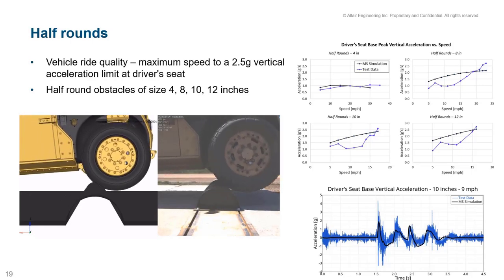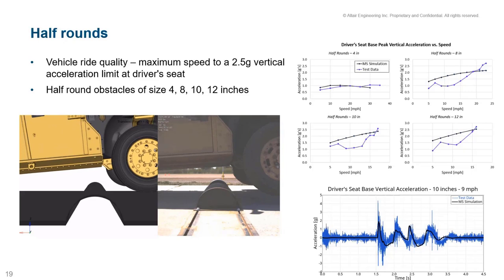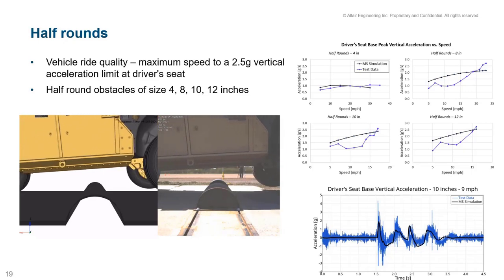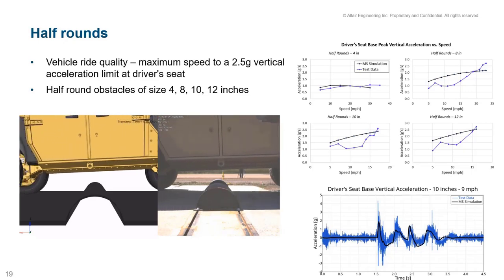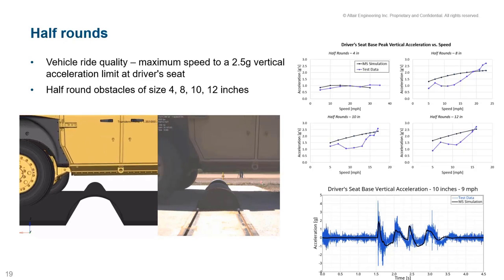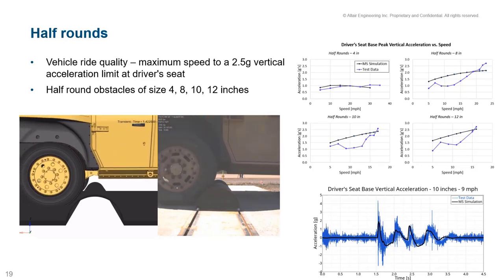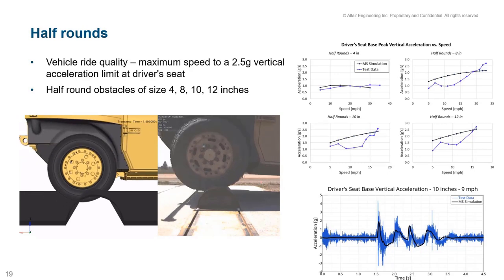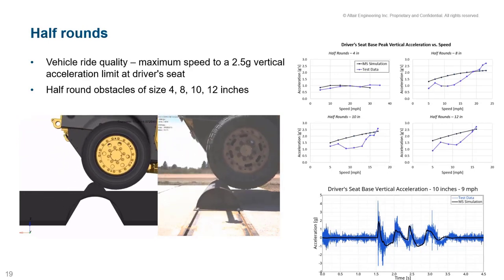So you see here the slow motion of this event. On the plot, what is basically shown is, for each speed, what acceleration was achieved for a specific half round. And the lower plot here shows the acceleration at the driver's seat.